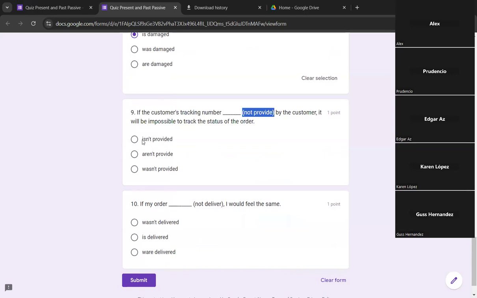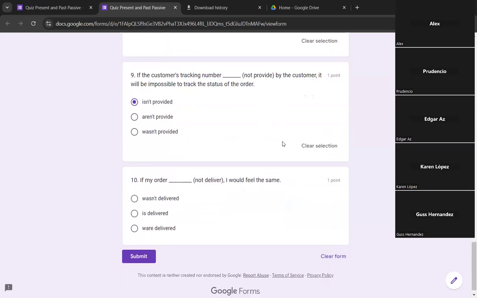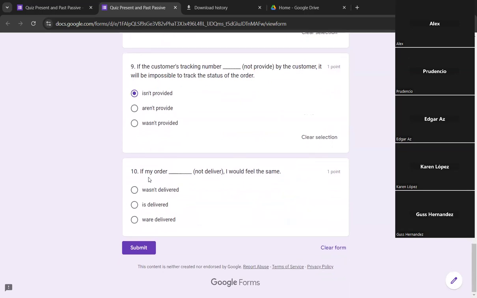Provided. Wonderful. You're on fire again, Danny. What's going on? Good one. Number 10. If my order is not delivered, I would feel the same. Oh, an empathy statement. Look at that. Empathy, right? So what's the answer there?